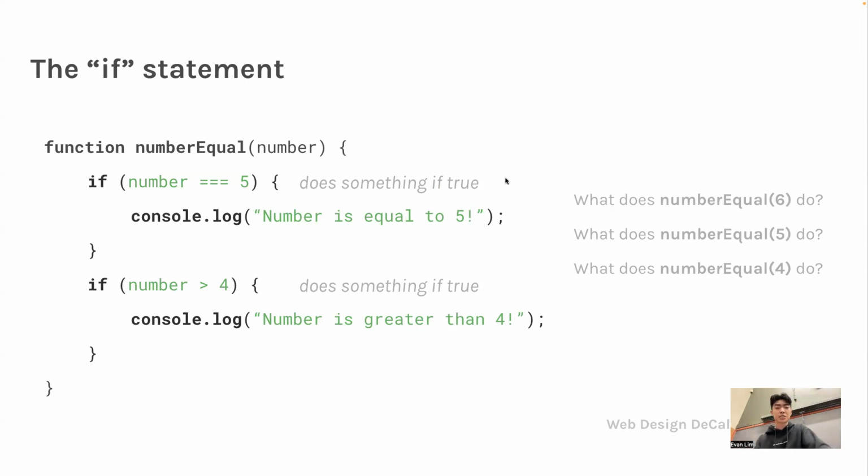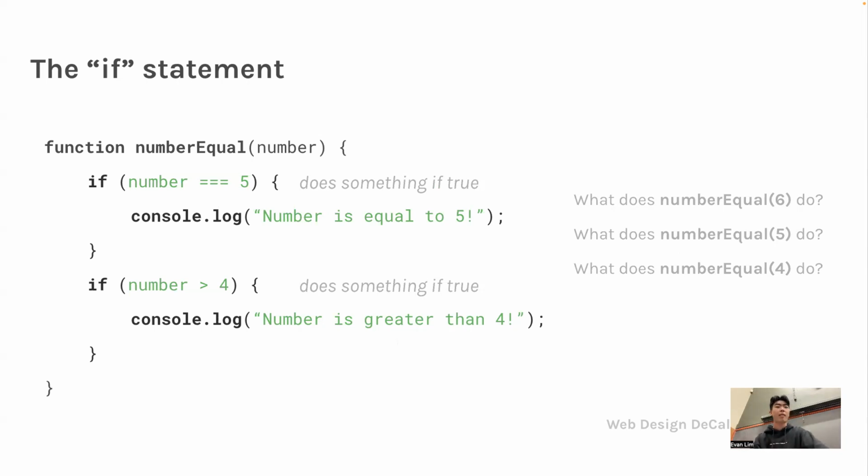Yes, exactly. So just to check the flow of that, we would first check, does our number equal 5? No, so we just skip over it. And then it is indeed greater than 4. So then we would print this out. If we were to do number equals 5, anyone know what that might print out?